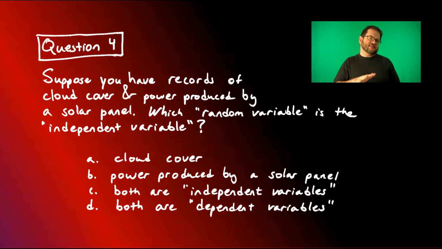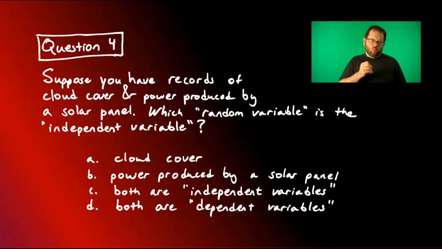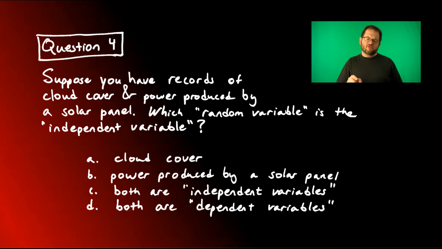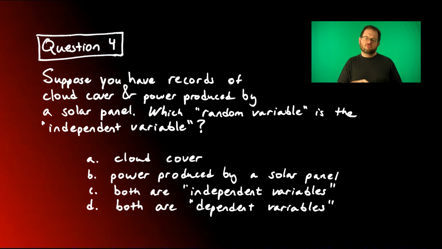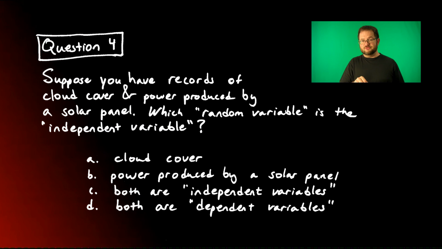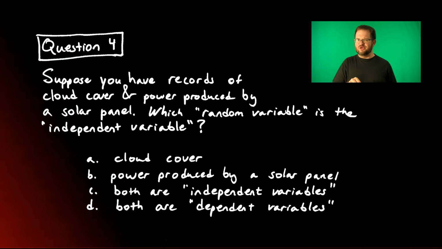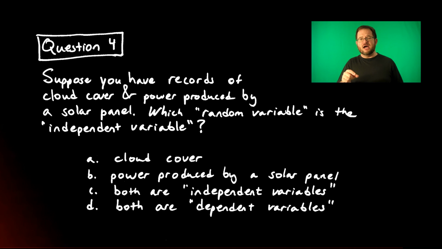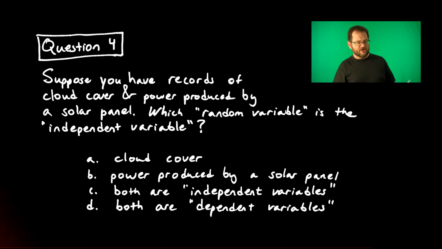If I'm trying to make some predictions here, which of those two random variables is the independent variable? Cloud cover, power produced by the solar panel, or are they both independent variables, or are they both dependent variables? Oh, that's a tough question in some ways. All right, pick your answer from one of the four choices below and get some feedback before you move on to question 5.